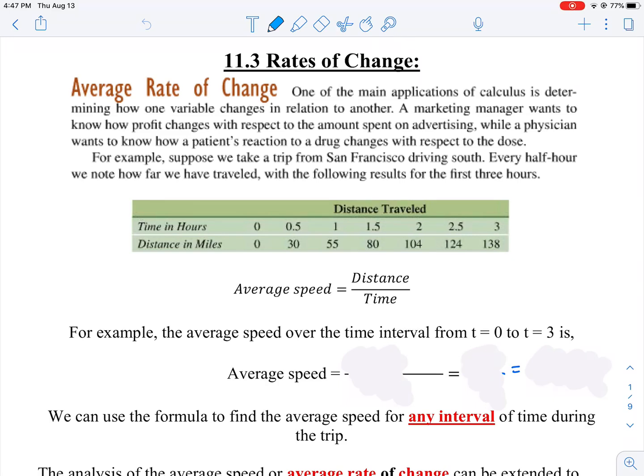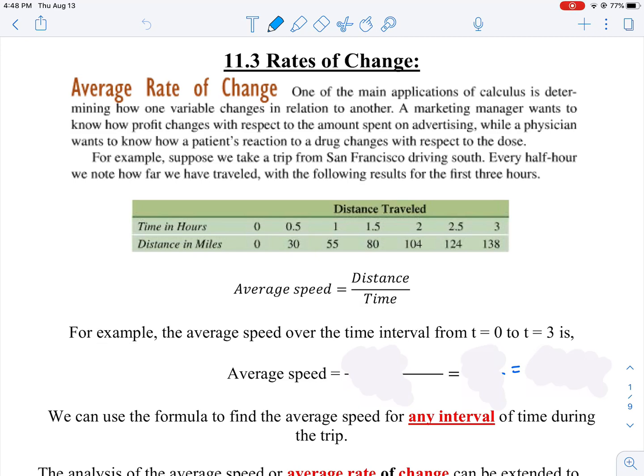In 11.3, we're going to talk about rates of change. We're going to start off by talking about average rate of change, and then we're going to lead into talking about instantaneous rate of change. Now, one of the main applications we use calculus for is determining change, either an average rate of change or really an instantaneous rate of change if we can find it.